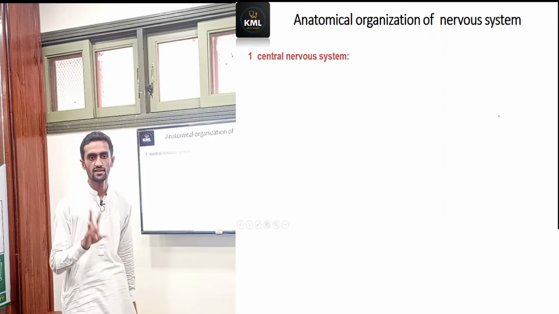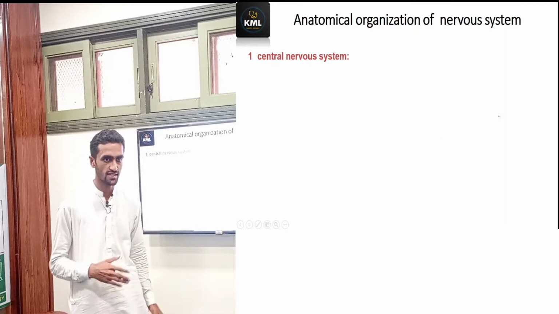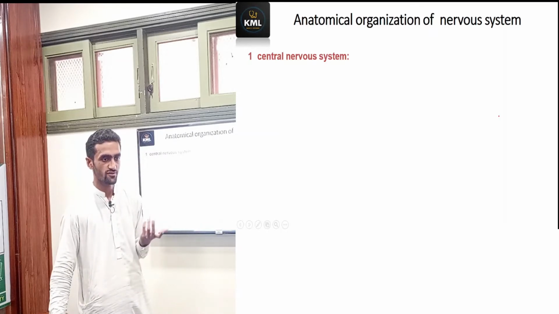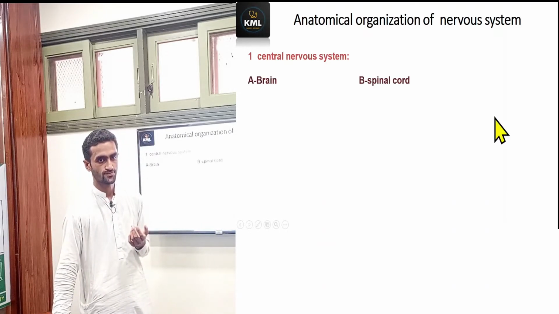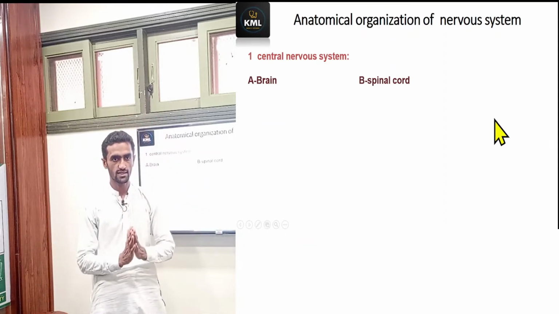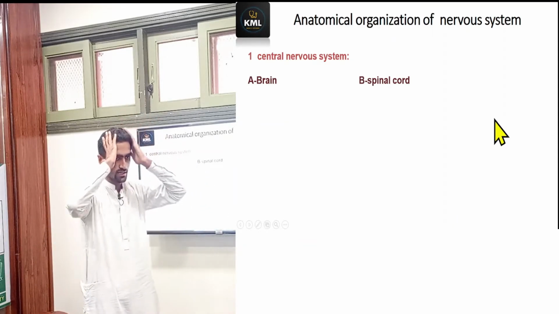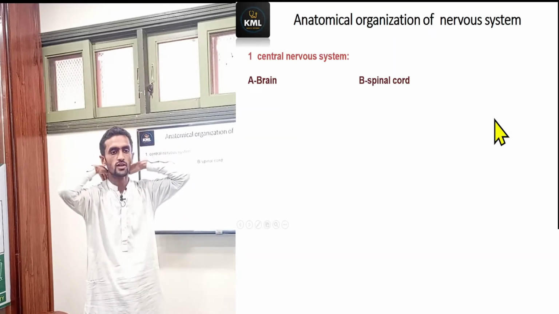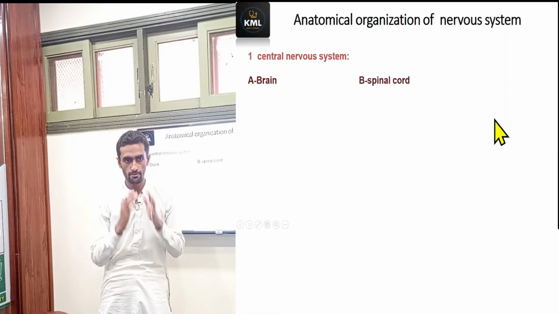there are two parts. One is called the central nervous system, the other is called peripheral. What do you mean by peripheral? Simple. Peripheral means something distal, while central means something at the center. So if you consider the central one, what is included? Brain and your spinal cord. So this is considered the central.